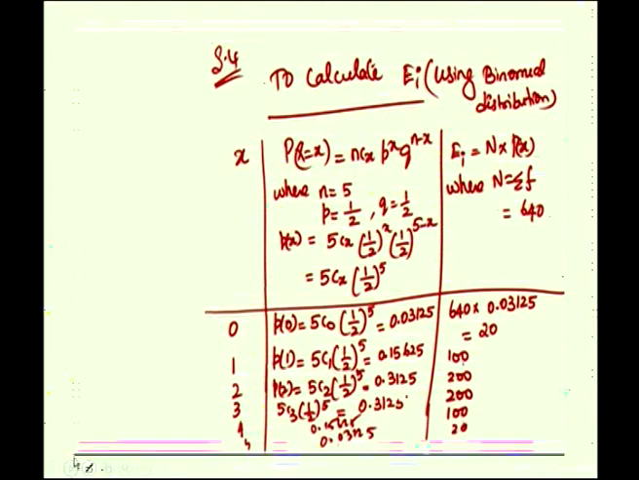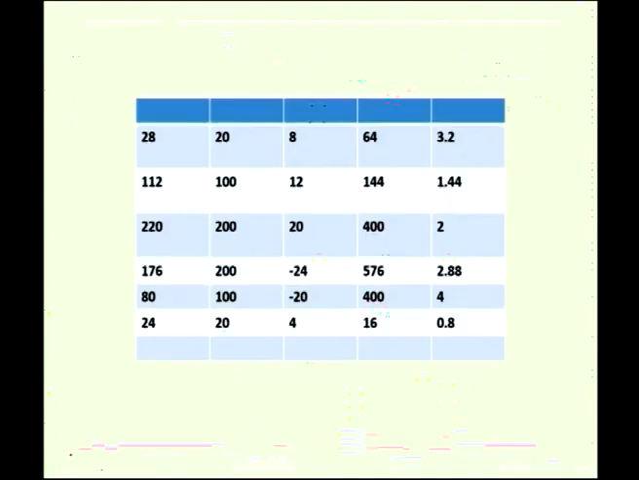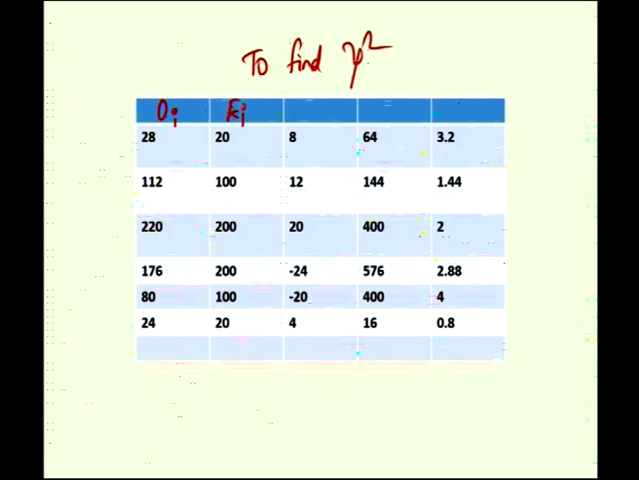Okay. So, these are the expected frequencies. Now we just go ahead to find the chi square value. To find chi square, this is Oi and this is the Ei which we have calculated using binomial distribution, and then the usual procedure: Oi minus Ei, 28 minus 20, 112 minus 100, like that, then (Oi minus Ei) whole square, then this column is (Oi minus Ei) whole square by Ei.